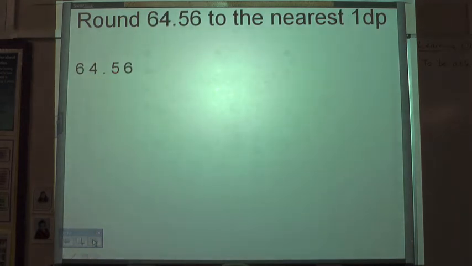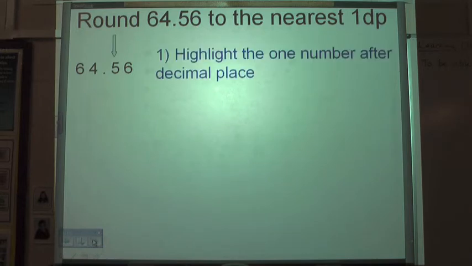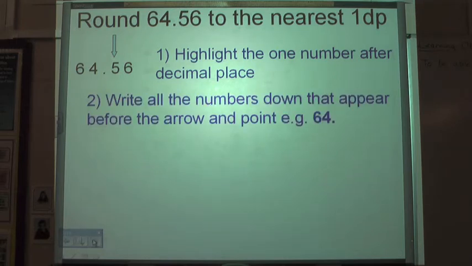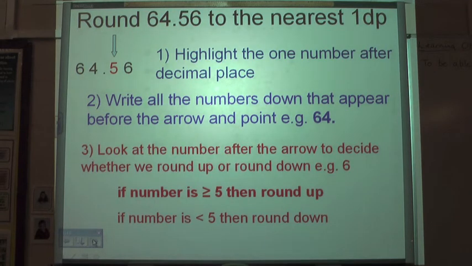Okay, try this one. So 64.56 to the nearest 1 decimal place. Again, find your first decimal place. So we're going to have 64 point something here. After the decimal point, we have a 6.